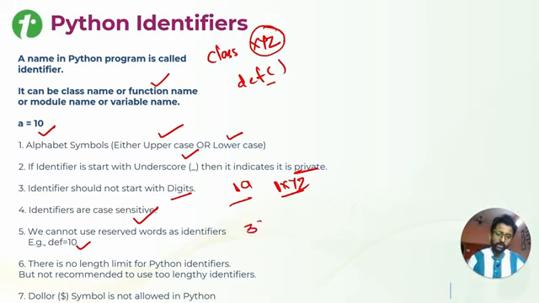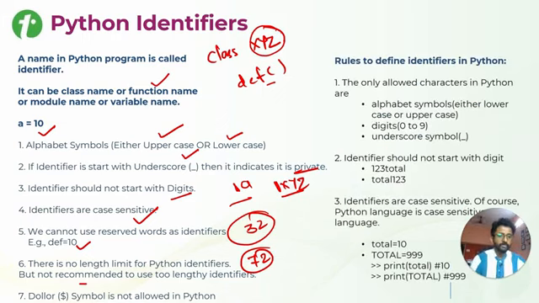There are around 32 reserved words in Python which we cannot use as identifiers. Also, there is no limit, but it is suggested that you should not cross a 72 character limit whenever you are defining identifiers. In Python, we do not use the dollar symbol. So these are the rules associated with identifiers. In summary, alphabets, upper and lowercase, digits, and underscore are allowed, but 123total is not allowed, because it is starting with numbers. Whenever it is starting with numbers, it is not allowed.